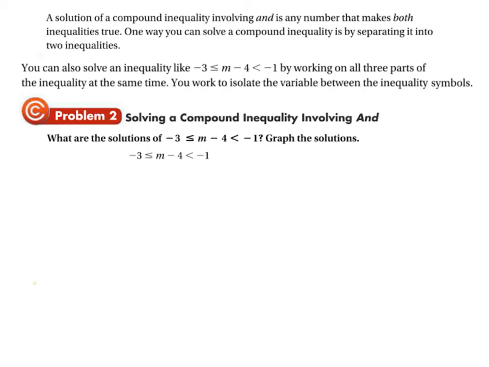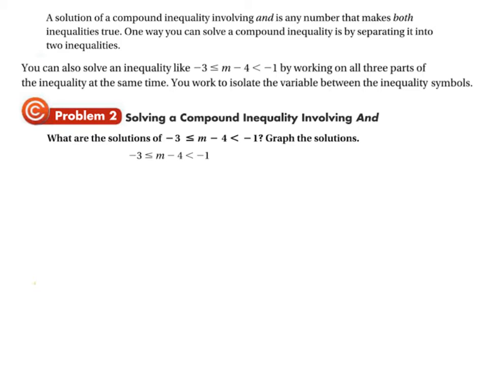Okay, so this first part here says that a solution of a compound inequality involving "and" makes both inequalities true. And one way to do it is to separate it into 2. And I added this part that was going to follow, which is that you can also work all 3 parts at the same time. And that's how I'm going to be doing these. I'm going to show you these.